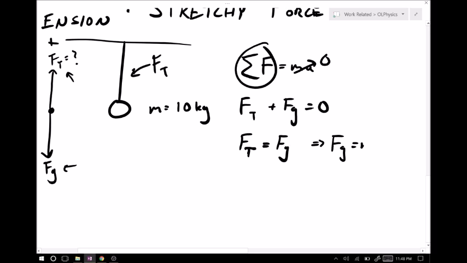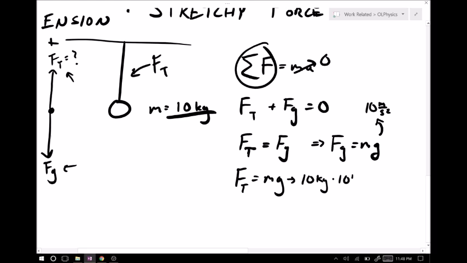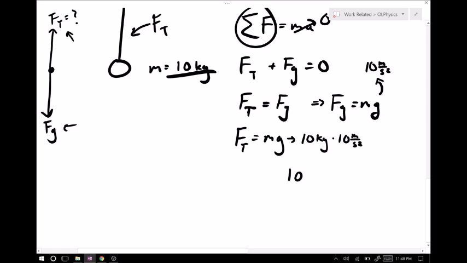Fg equals mass times gravity. What is our mass? 10 kilograms. What is our gravity? It's a constant. For us, it is 10 meters per second squared. So when we plug that in, we have Ft equals mass times gravity, and that becomes 10 kilograms times 10 meters per second squared. What's 10 times 10? We get 100.